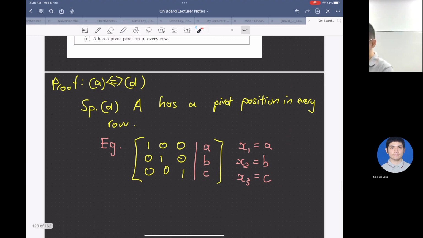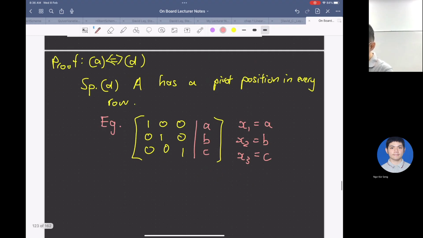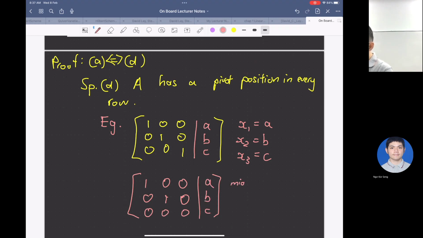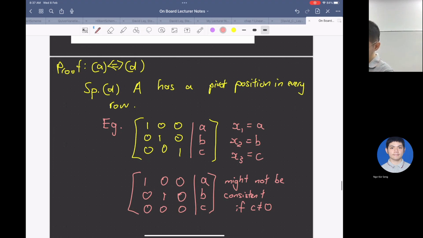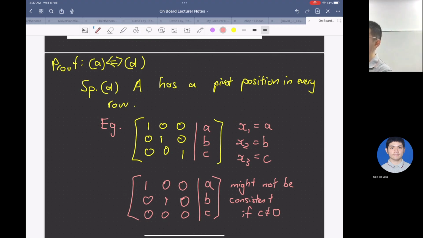But yesterday we also saw that if you have an extra 0 row, it might be consistent, might not be consistent, if C is not 0. Yesterday we talked about this. So these two will address the connection between A and D.